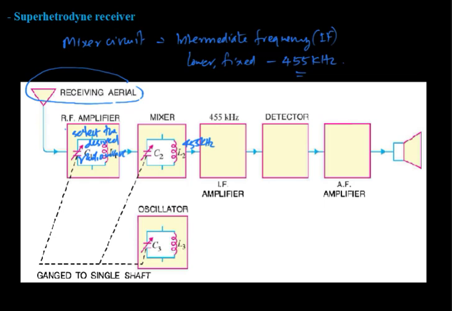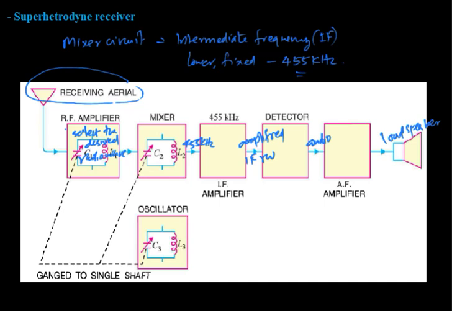The detector, after recovering the audio signal, gives it to the audio frequency amplifier, where it is amplified and given to the loudspeaker to produce the sound. So this is the block diagram of a superheterodyne receiver.